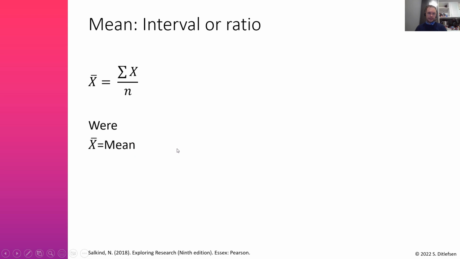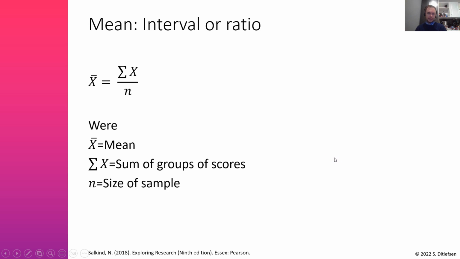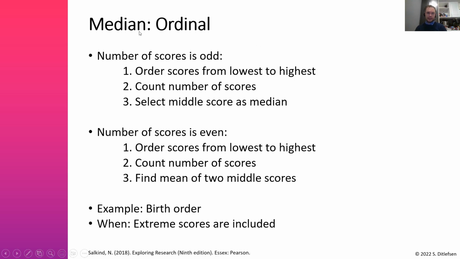Okay, x with the dash over is mean. Sum of x is the sum of the group of scores, and n is the size of the sample. And this will calculate the middle score. As an example, age in years. And this is only used for interval and ratio data. Okay, the next one is median, and that is used for ordinal data.